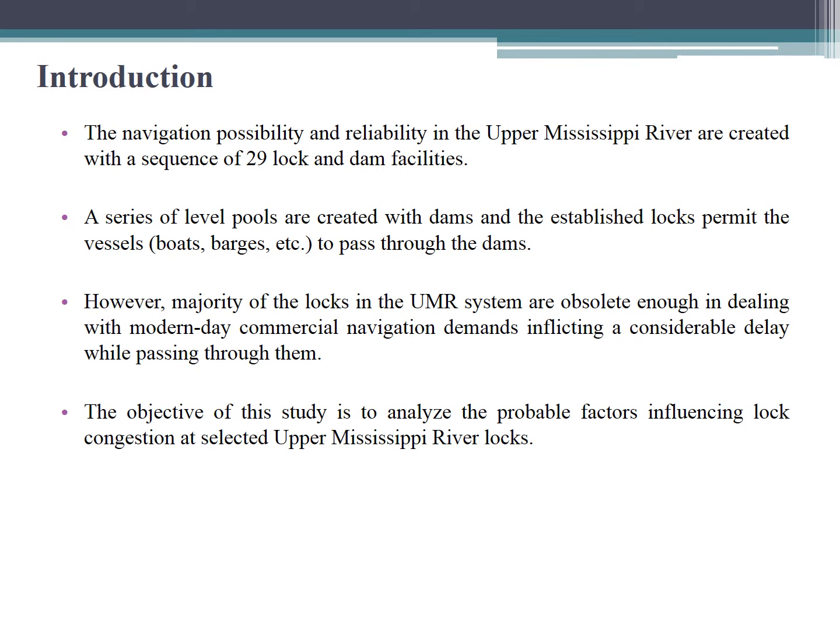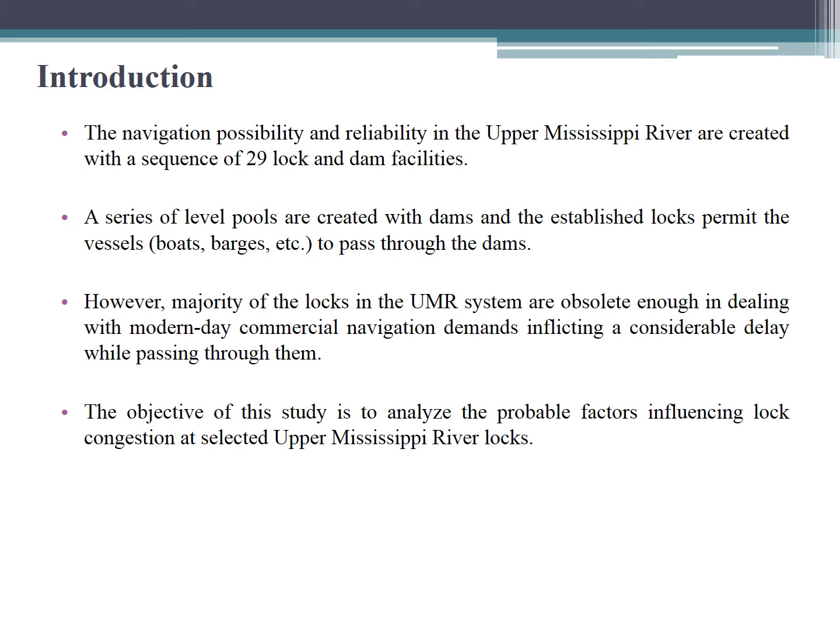So the possibility and reliability of waterway navigation in the upper Mississippi River are created with a sequence of 29 lock and dam facilities. We have a series of level pools which are created with dams, and there are establishment of locks which permit the vessels to pass through the dams. The vessels are defined as anything like boats, barges, ships, etc.